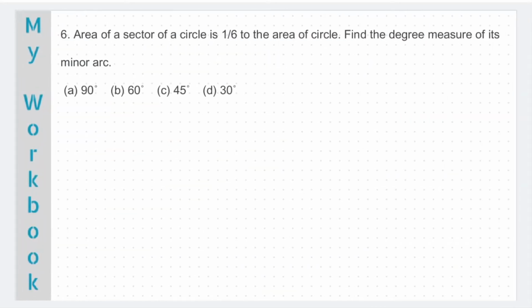Next sum. Question number 6. Area of a sector of a circle is 1/6 of the area of a circle. Find the degree measure of its minor arc. So here it's given that the area of the sector is 1/6 of the area of the circle.